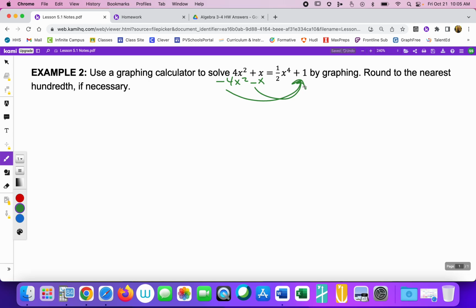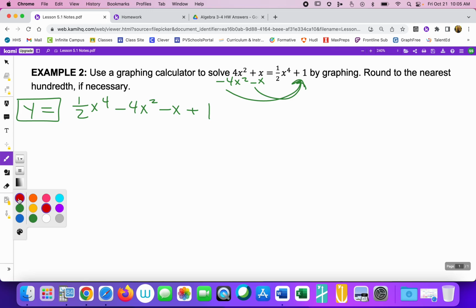So what we're going to do, we have 1/2 x to the 4th minus 4x squared minus x plus 1. That is what is equal to 0, but we're going to plug that into y equals. How do you do a fraction? Parentheses 1 divided by 2. Now, 1/2 is a finite decimal, so if you want to do 0.5, that's fine. But something like 1/3, where it's 0.3 repeating, don't do a decimal. So if you're going to do a fraction, put parentheses around it as 1 divided by 2 in your calculator.